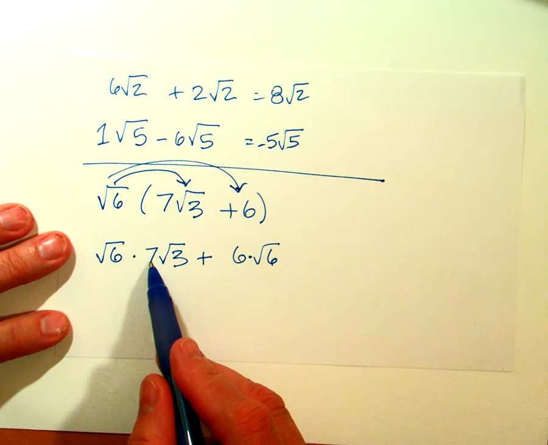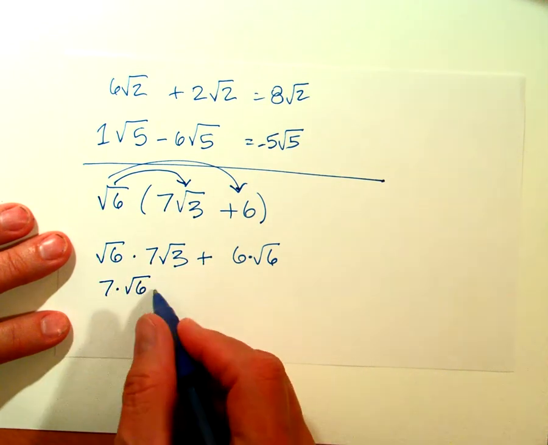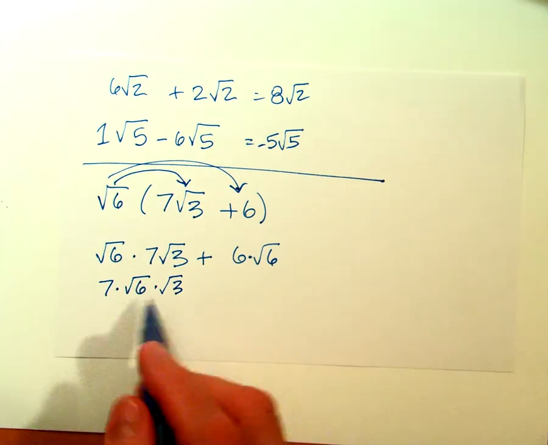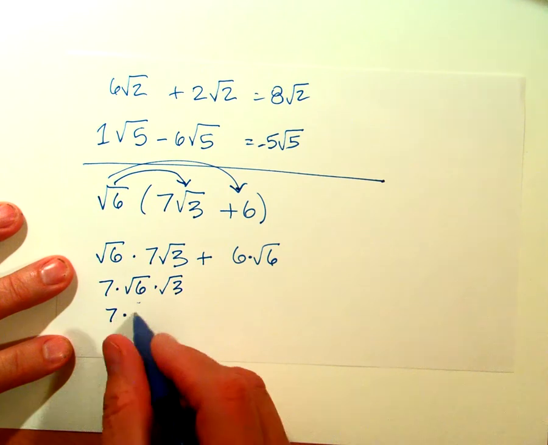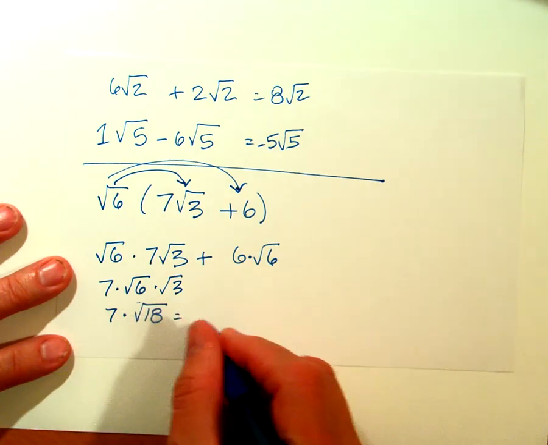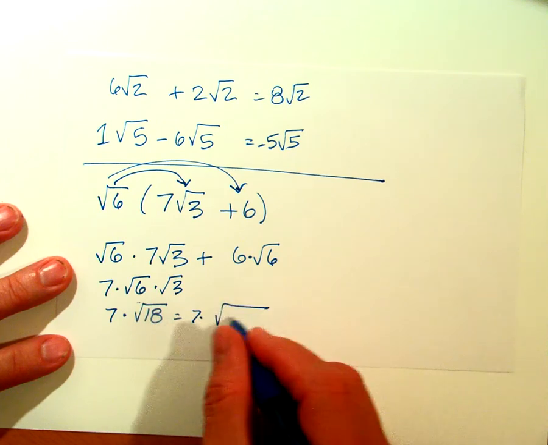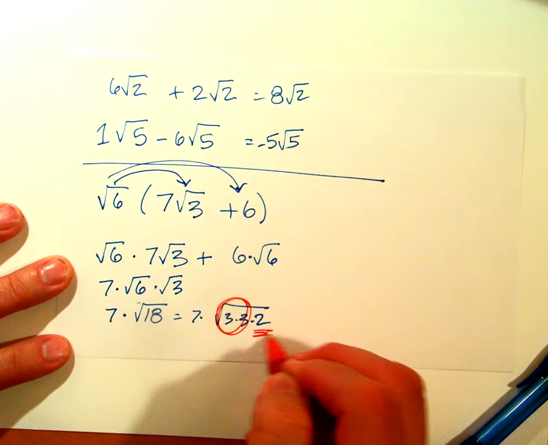Within this term, this is all multiplication. Multiplication is commutative. It doesn't matter what order we do it in. 7 times the square root of 6 times the square root of 3. Here we have the product of the radicals is the radical of the product. So I can rewrite this as 7 times the square root of 18. Oh, you know, I wonder if 18 has any happy couples in it. I'm thinking that's 3 times 3 times 2. Yep, that's 18. Oh, look, a happy couple and a lonely only.